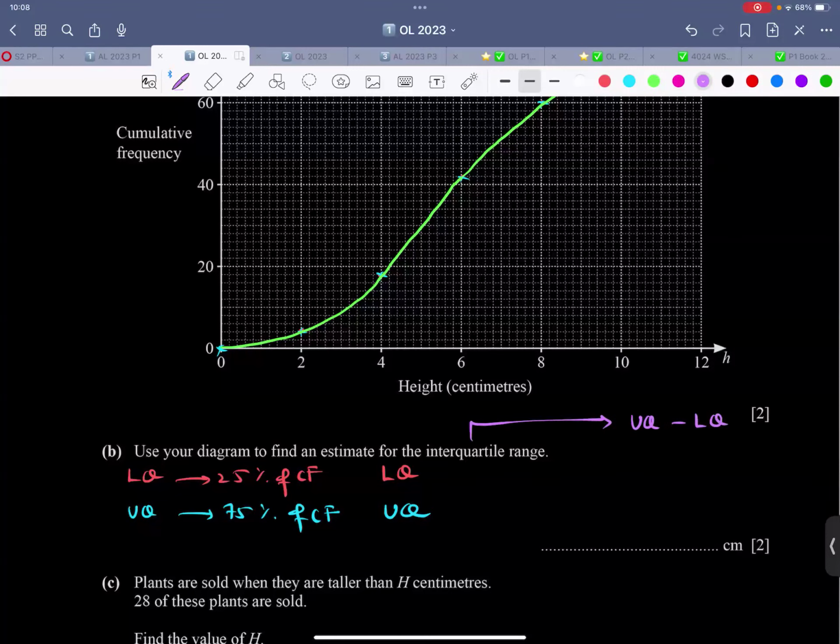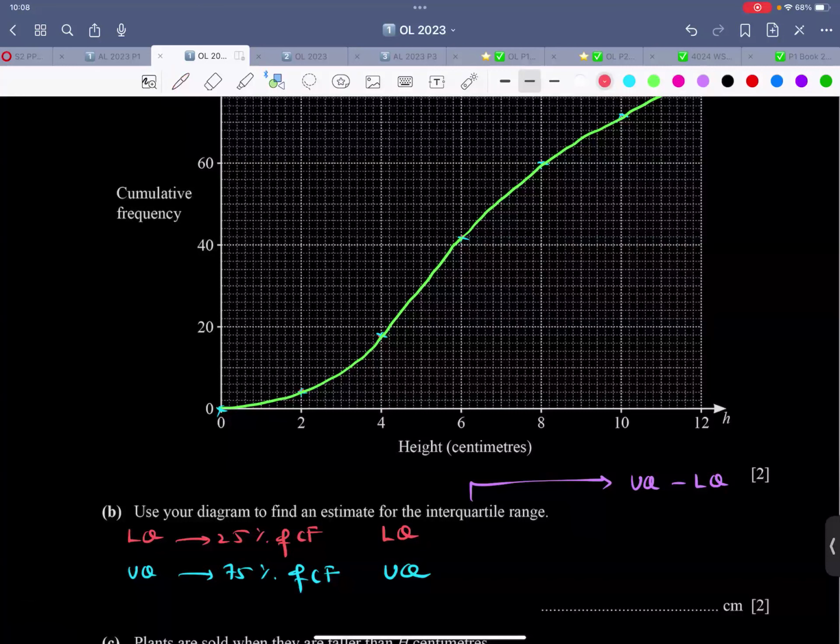So 25% of 80 is 20. So let me go to this and draw a horizontal line like this, and let me read this value. So I think this is 4.2. So the lower quartile value is 4.2.